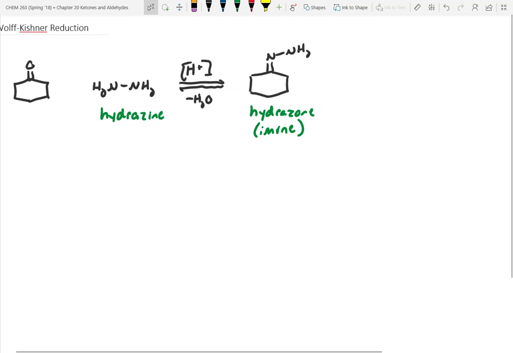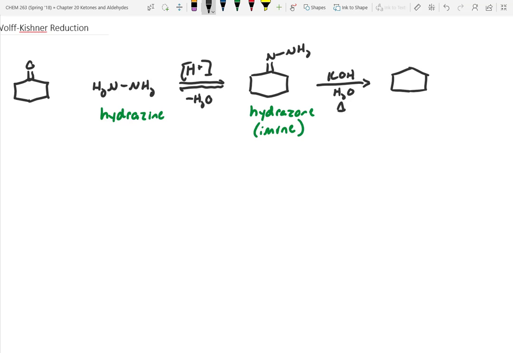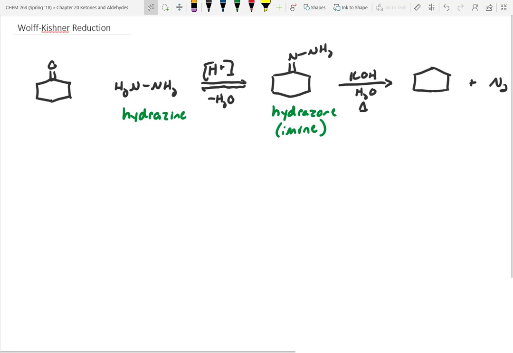And then in the next step, what you want to do is treat this with strong base, something like potassium hydroxide, and then you will run this in water and heat. This is no longer a reversible reaction. Instead, what you do is end up completely eliminating the functionality coming off the position where the carbonyl used to be. So it's pretty handy, right? If you want to get rid of some sort of carbonyl, you can quickly convert this to a CH2 group.